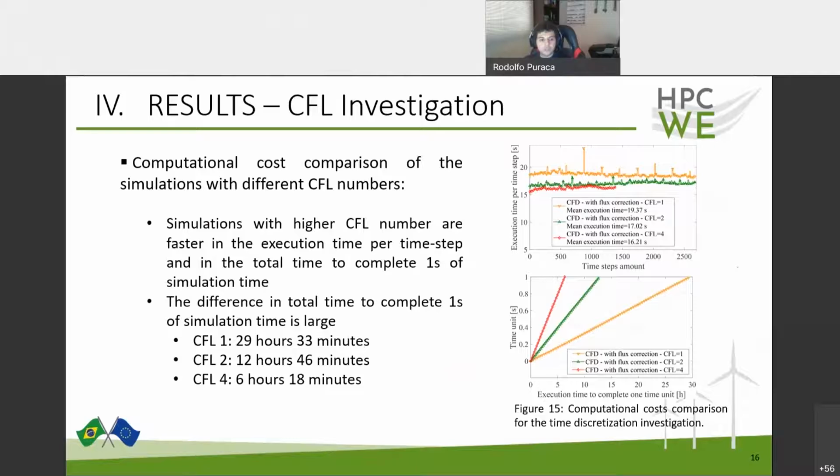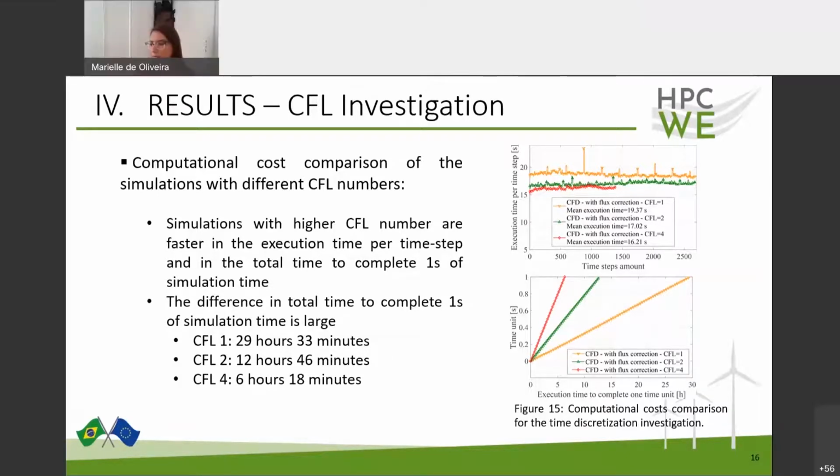Then we show the computational cost comparing different CFL numbers. As expected, a higher CFL number leads to a faster simulation, as observed in the graphs, and shows the importance of choosing a value for the CFL parameter, because it impacts severely the computational time. The simulation with CFL 1 took 29 hours and 33 minutes to complete 1 second of simulation time, CFL 2 took 12 hours and 46 minutes, and CFL 4 took 6 hours and 18 minutes. Next slide.